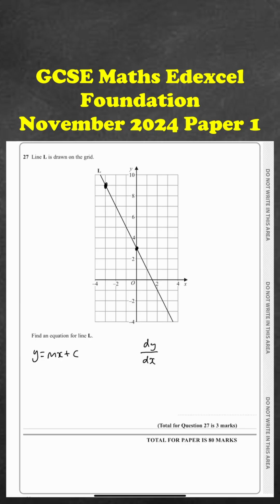It's a straight line. So here we have y is 3 and x is 0. So this is 0, 3. And up here we have minus 3, 9. So the difference in y is 9 minus 3, so 6. Difference in x is minus 3, 0, minus 3. Gradient, therefore, is minus 2. So we have y equals minus 2x plus c. Then we'll put in 0, 3 into this formula. x is 0, so we get 3 equals c. Therefore, our equation of the line is y equals minus 2x plus 3.